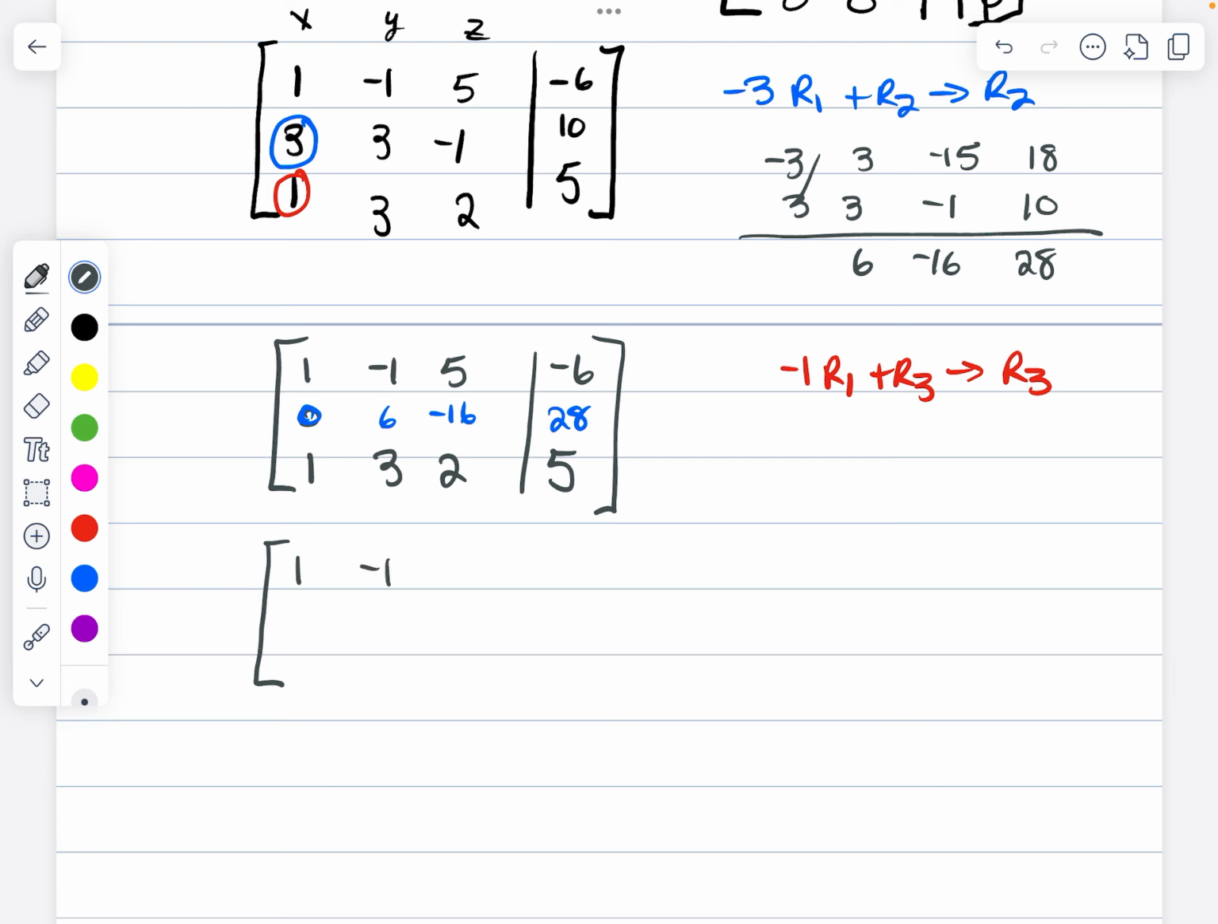So we have, remember, row 1 is going to stay the same. Row 2 is going to be what we just got. And now row 3 will become 0, 4, negative 3, 11. Okay, I probably should have written that in red just so you know that's the one that was a result of following the rules right here.